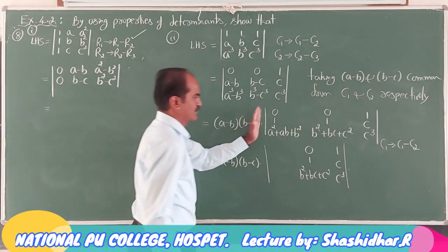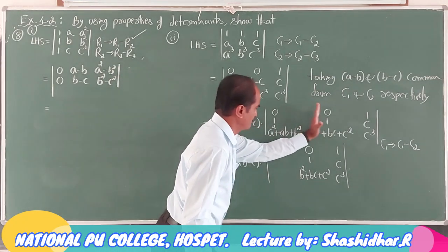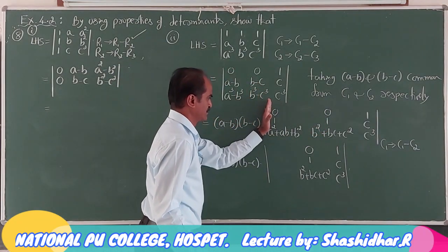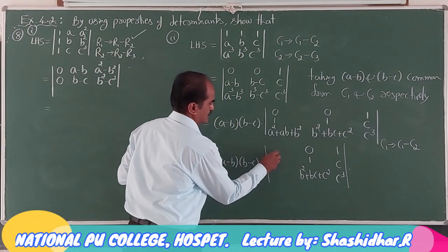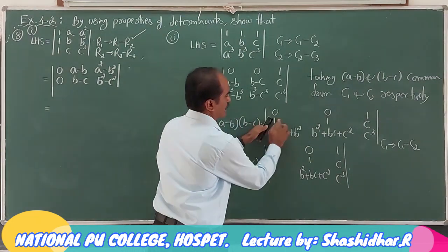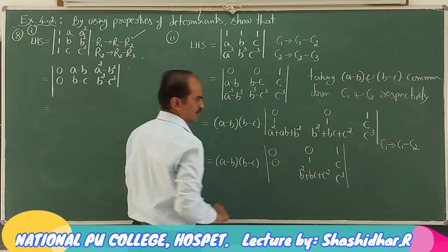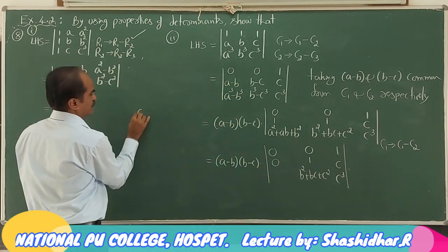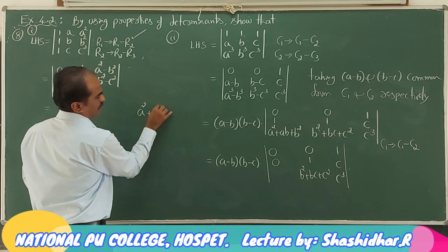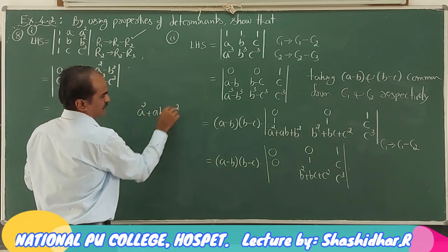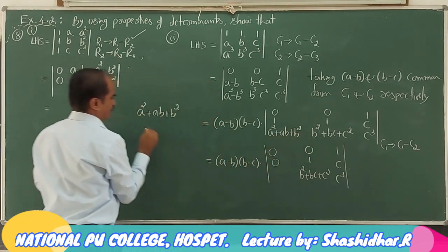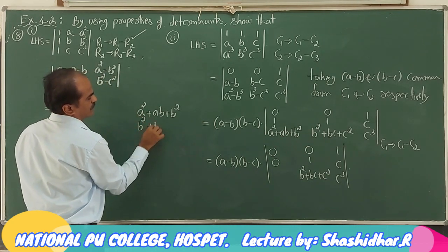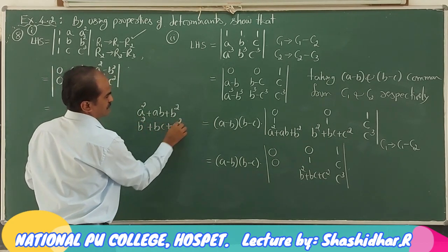Let us see what the first column elements are. Column 1 minus column 2. First element 0 minus 0, 0, 1 minus 1, 0. Now I have to subtract these two. That is A square plus AB plus B square. In this I have to subtract this. It is B square plus BC plus C square.